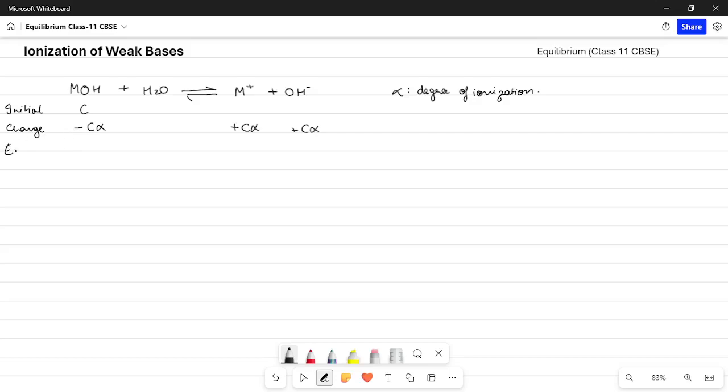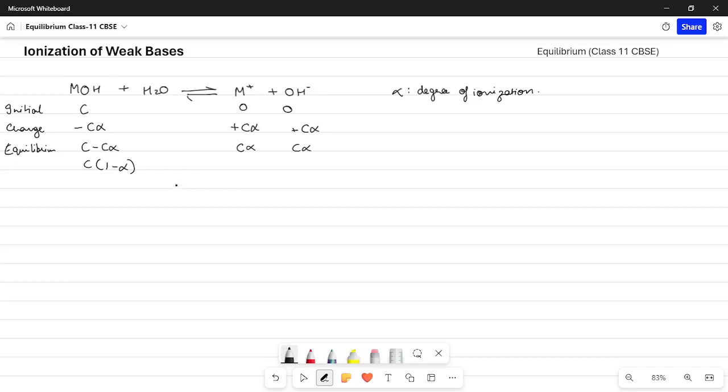So at equilibrium, the concentration would be C minus C alpha for MOH. Initial minus the change. And these two would have been 0 and 0, and then you have C alpha and C alpha. If you watch that video, it's basically what we discussed in that one, right? It's the same thing, the only difference is we're talking about bases now.